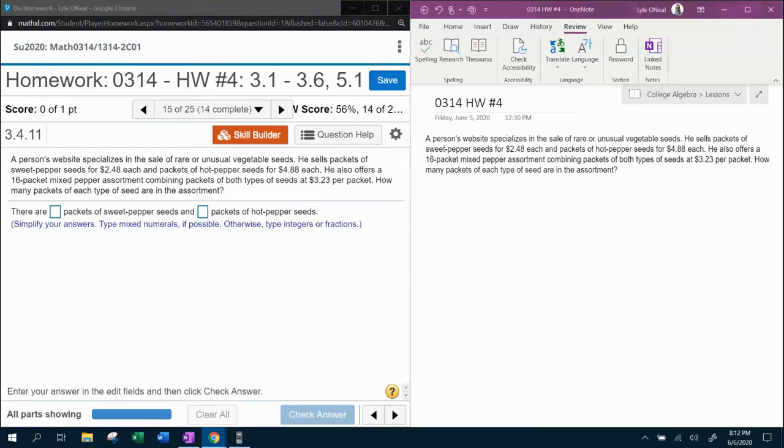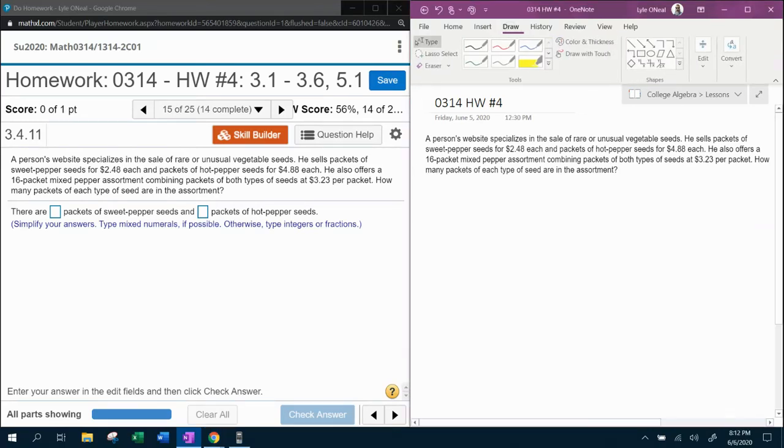All right, here we go. Problem number 15 from our 0314, homework number 4 in MyLab Math. And we have a bit of a word problem here. So I've gone ahead and copied this problem over here in my workspace.